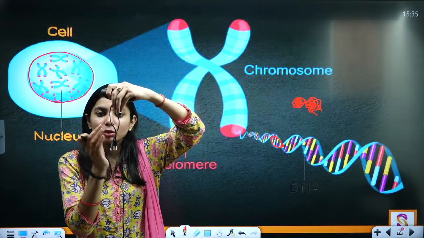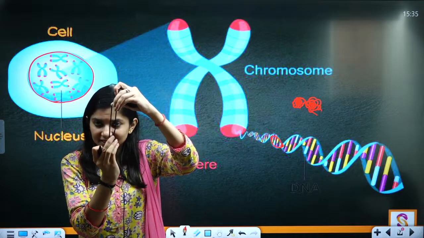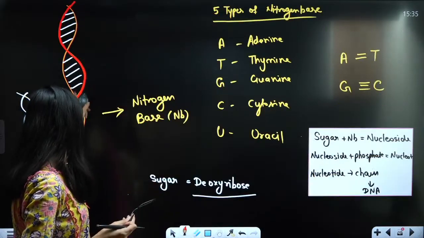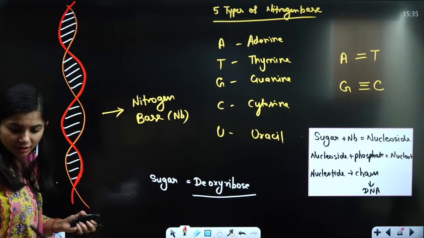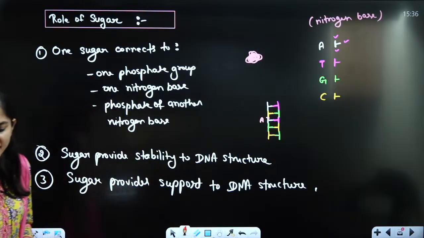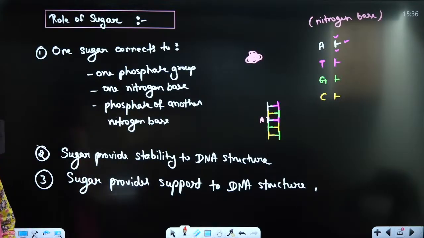If I unwind it, I will get two straight lines which are bound together. These straight lines, see, this is the zigzag manner. This one is again winding up of the strands. And now if I unwind this strand, I will get this structure, and this structure is specified as the DNA structure. Have you understood till now? Just write down about it. Done?